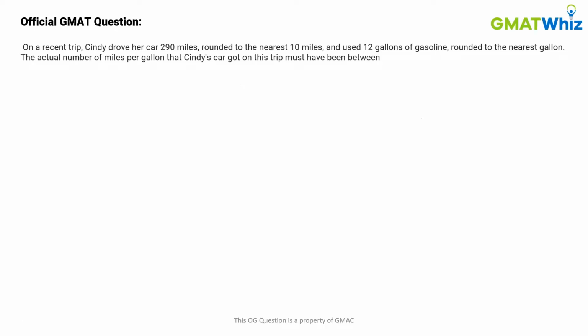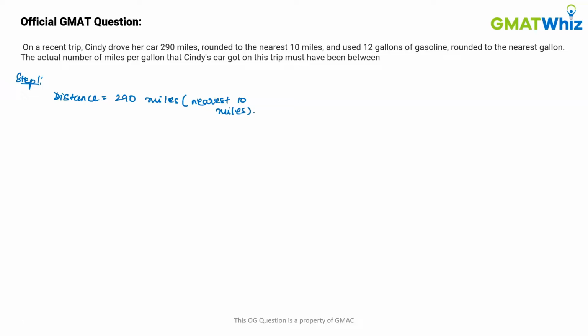In this question, we are given that on a recent trip, Cindy drove her car 290 miles. So I will be writing down all information that I get from the question as I read it. So the distance that Cindy traveled is equal to 290 miles, and this is rounded off to the nearest 10 miles. So the value that we are given is rounded off to the nearest 10 miles.